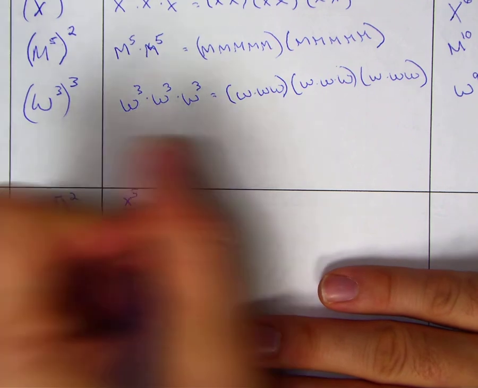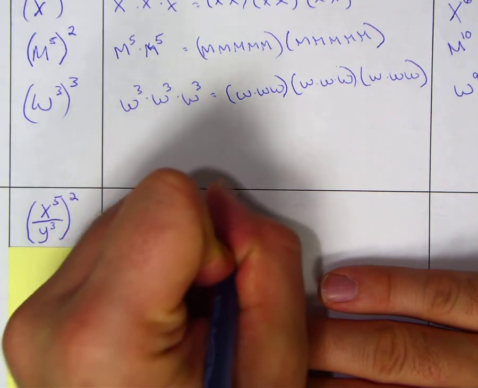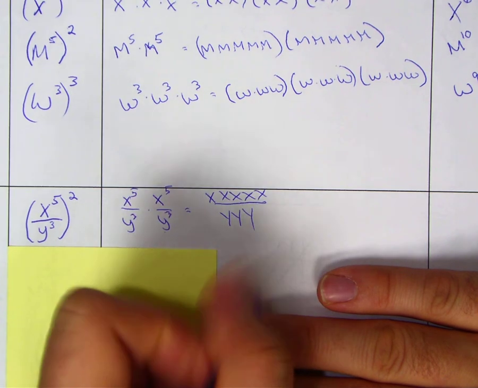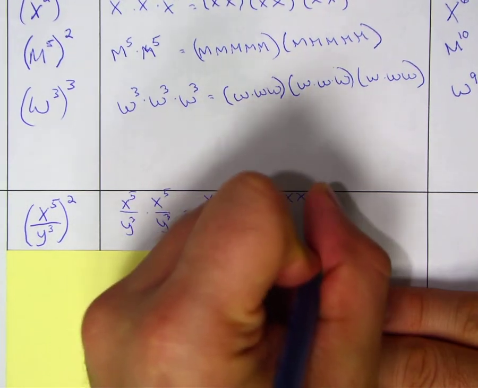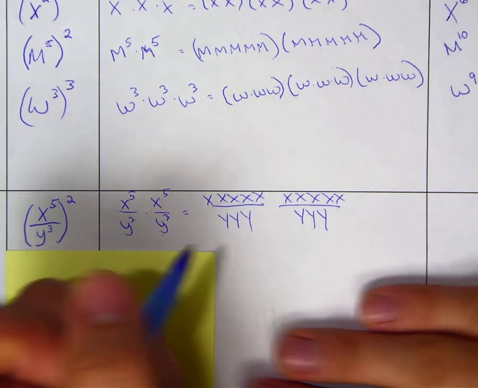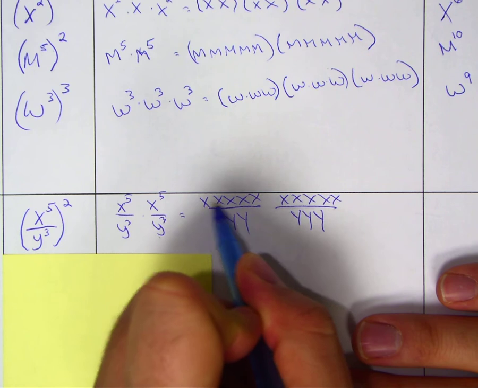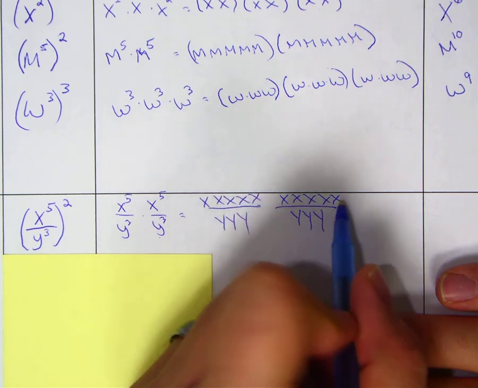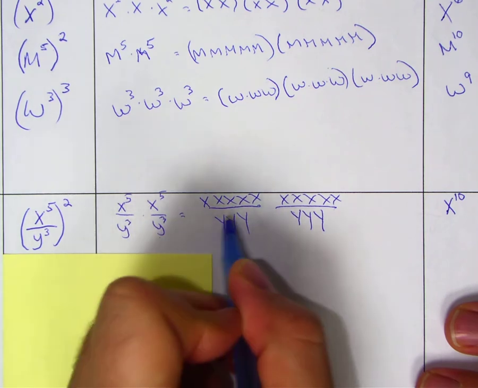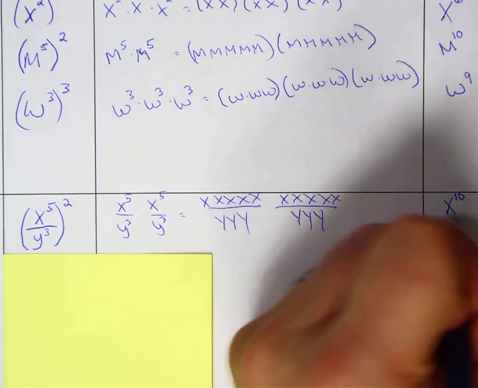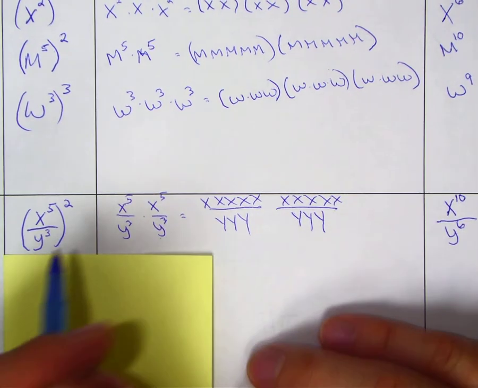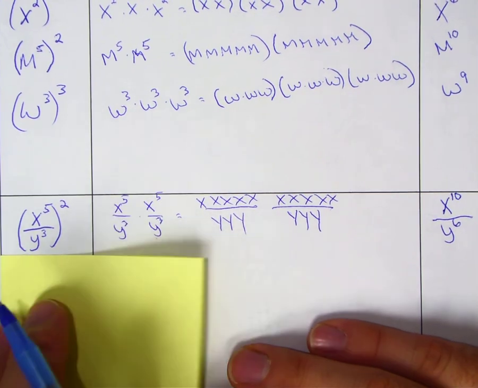Okay. And then if we write this out in expanded form, we've got 1, 2, 3, 4, 5 x's on the top and 3 y's on the bottom. And then 1, 2, 3, 4, 5 x's on the top and 3 y's on the bottom. So we've got 10 x's on the top, so x to the 10th, and 6 y's on the bottom. I'm hoping you're seeing a pattern already with this, but we're going to do a couple more.